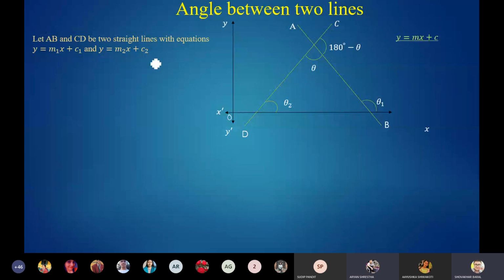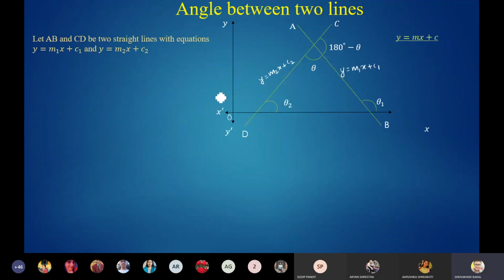Okay, so let's write this also. Let AB and CD be two straight lines with equations y equals m1x plus c1 and y equals m2x plus c2. We are taking the straight line in the slope-intercept form. So I am supposing this equation as y equals m1x plus c1. This is the first equation. And the second equation of the straight line is y equals m2x plus c2.